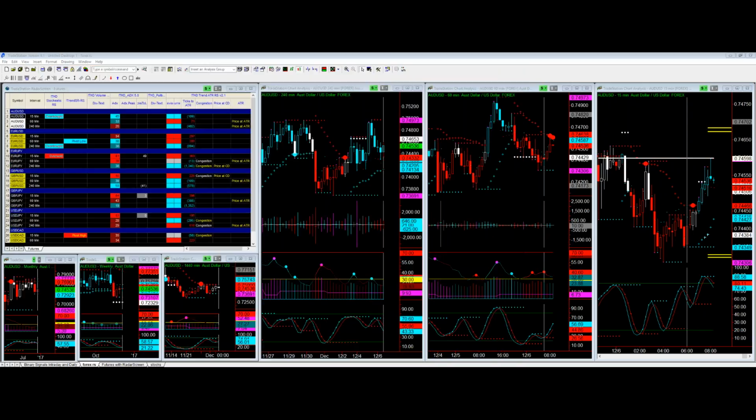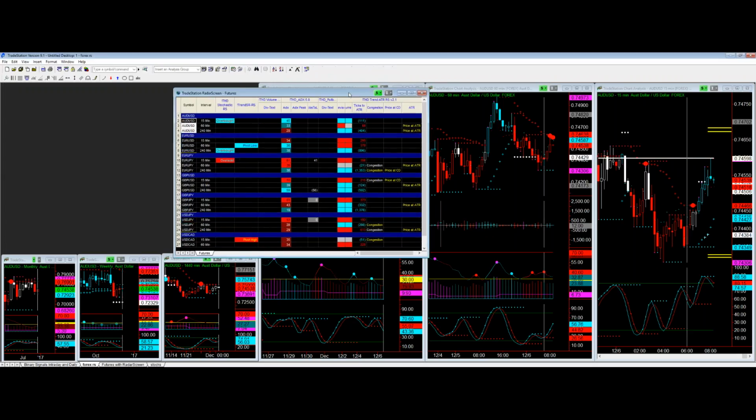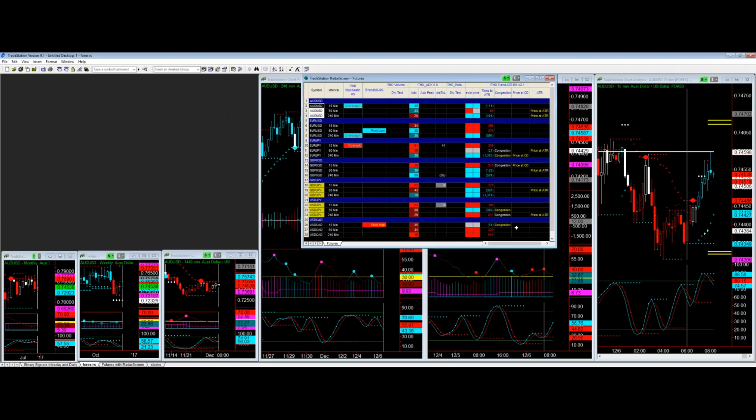Okay, we're going to go ahead and start out with Forex this morning because usually between 8 to about 10 o'clock I'm trading Forex. The first thing I want to point out is this radar screen. In this, as you can see, I'm monitoring the Aussie dollar, the euro yen, the British pound dollar, the British pound yen, the USD yen, and the USD Canadian. And I'm monitoring all of these symbols on 3 time frames, the 15, the 60, and the 240.